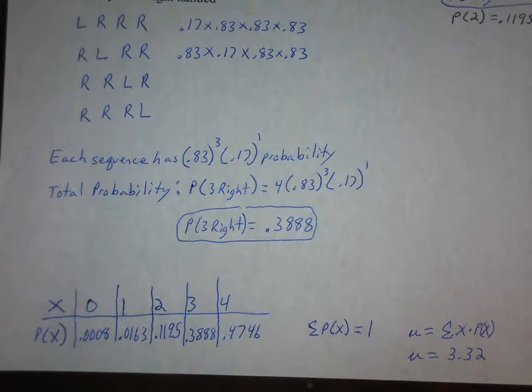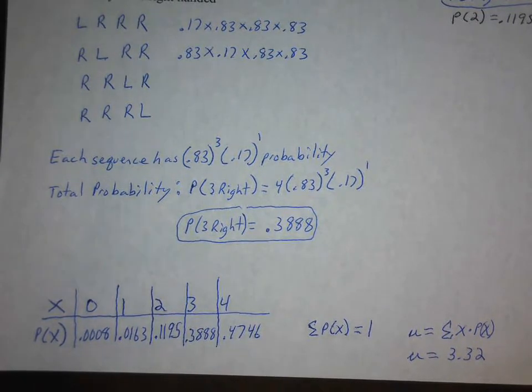One thing you want to notice is, because we have all the possible values for X listed out, the sum of the probabilities, when you add them all up, you should get 1. Now, because of rounding, it might be slightly off, but it should be extremely close to 1 with rounding. And then the mean, mu, of the probability distribution is the sum of X times P of X. And if you do 0 times 0.0008 plus 1 times 0.0163, and so on, you get 3.32.